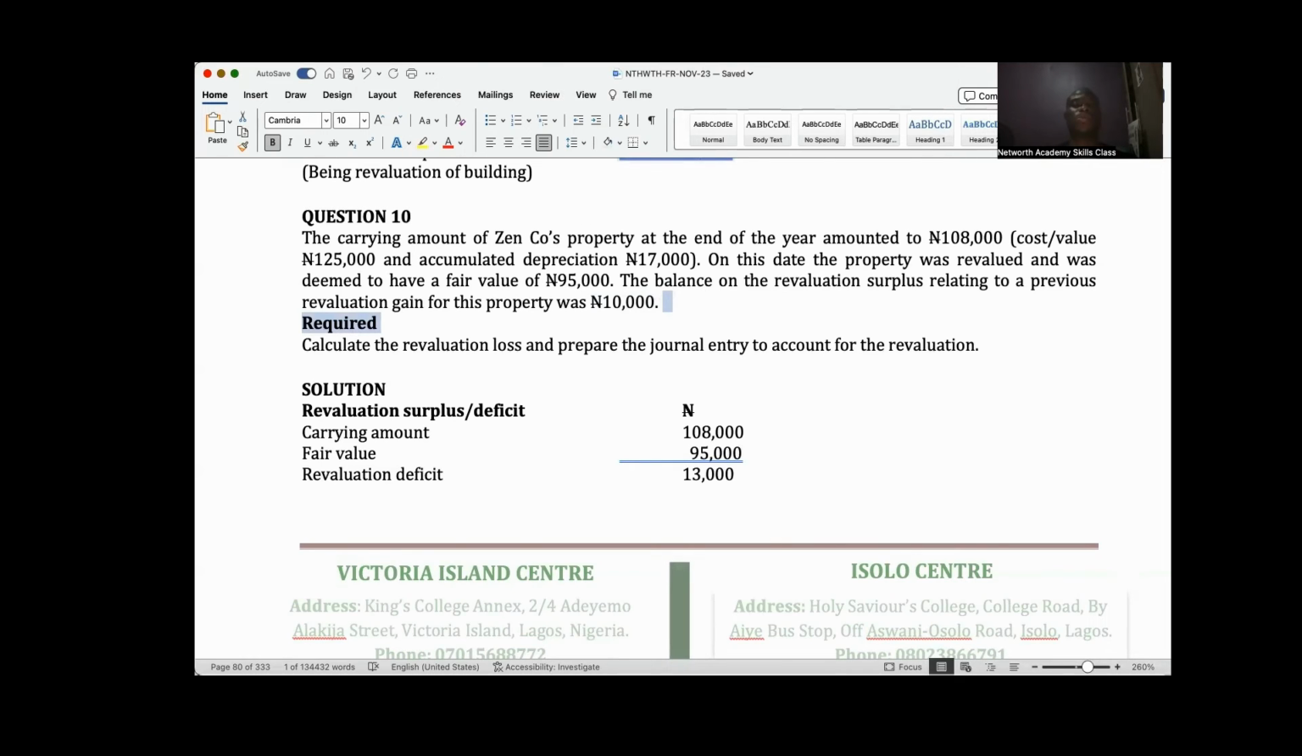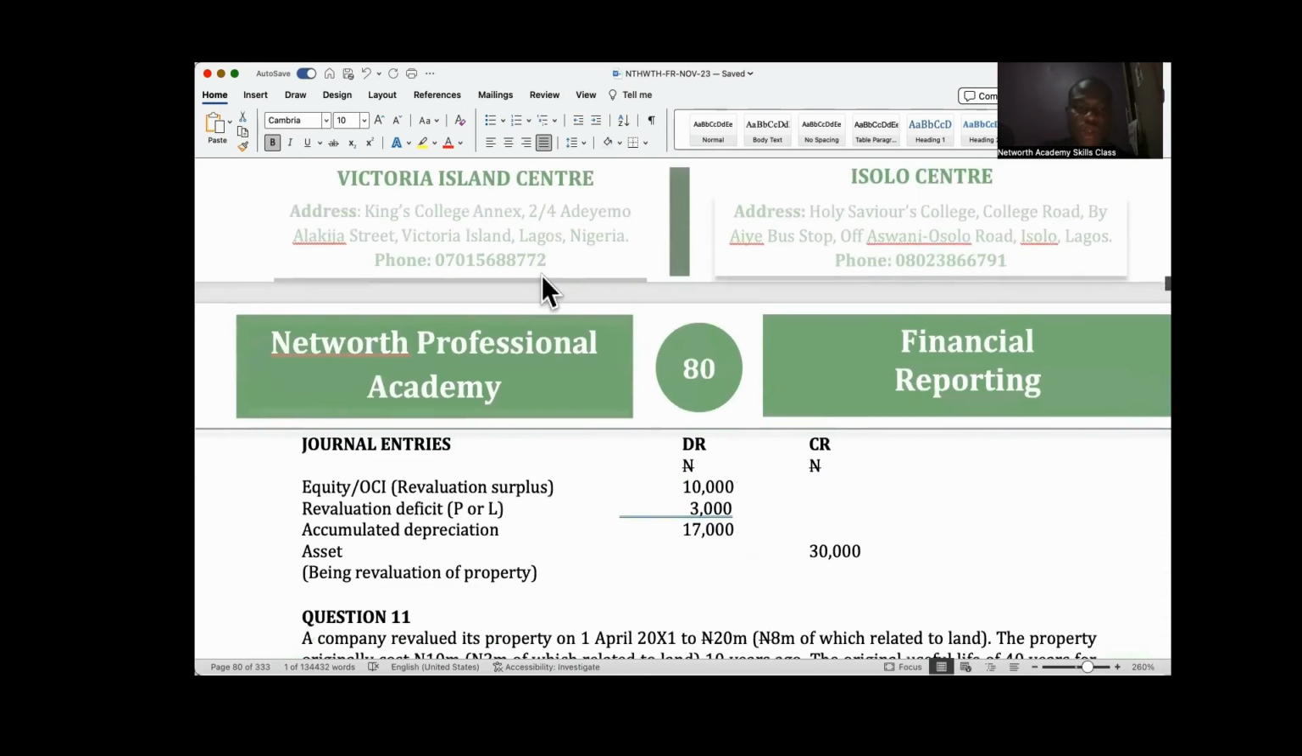Any question on this one before I move to question 11? Any questions? Any question before we move to question 11? Okay then, let's move to question 11.